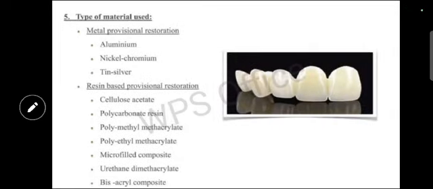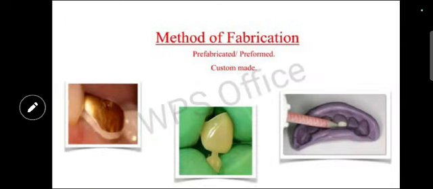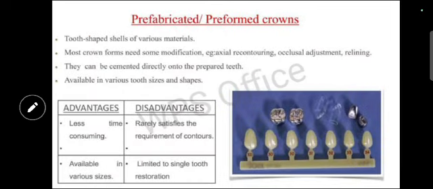Types of material used: metal provisional restoration, aluminum, nickel, chromium, tin, silver. Resin based provisional restoration: cellulose acetate, polycarbonate resin, PMMA, PEMA, UDMA. Methods of fabrication: prefabricated, custom made.